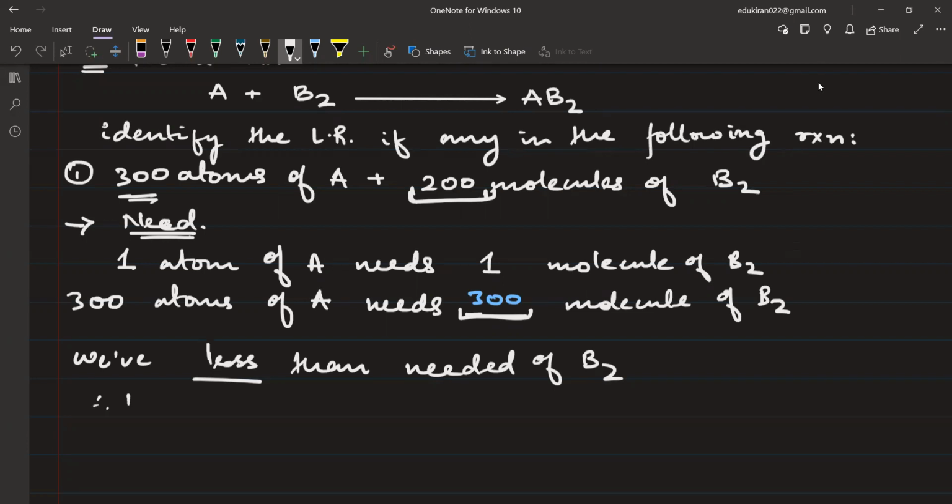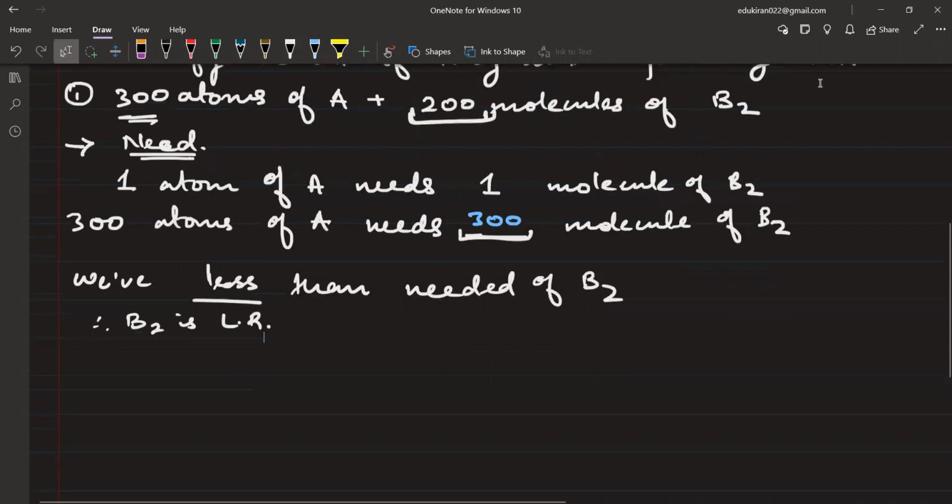We have less than needed of B2. Therefore, B2 is the limiting reagent. Is that clear? Yes or no, please tell me. Is this clear? Yes or no, please tell me. Yes, sir. Okay.